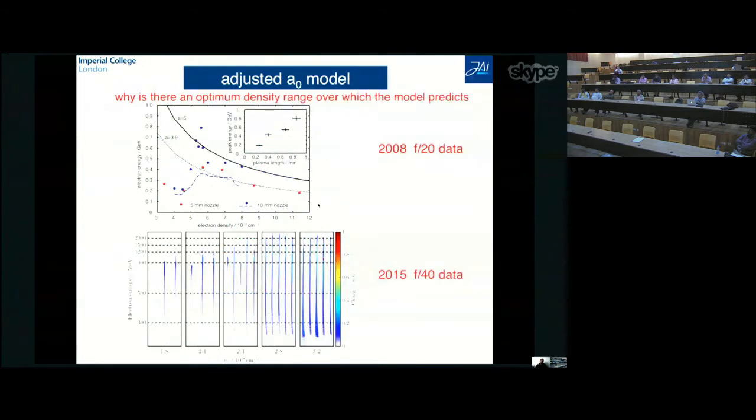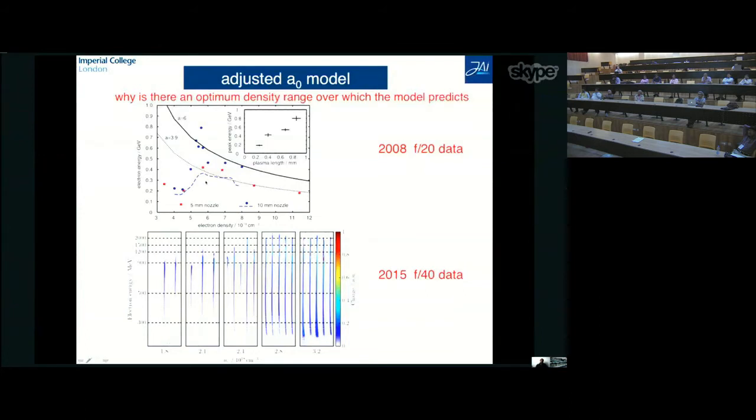But there is something more interesting, which is that this adjusted A0 model, or even equation 2 or the original match spot size based energy gain model, doesn't predict the experimental signature, which is that there is an optimum density range. Both the model based on Wei Lu's paper and the adjusted A0 model predict the high energy beams only over a certain range of densities, which appears both in the 2008 data and the 2015 data.